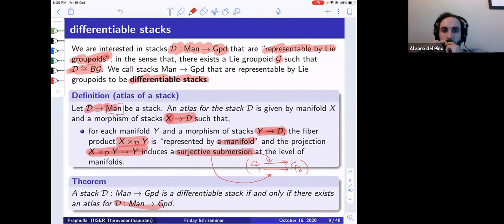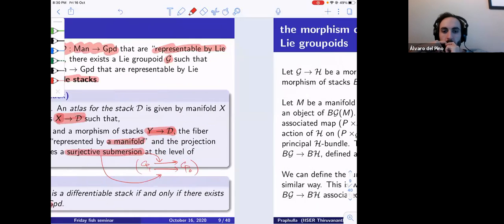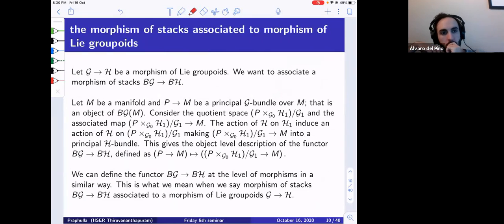Okay, so this is about differentiable stacks. Now I want to associate a morphism of stacks to a morphism of Lie groupoids. So what we have done is the following: given a Lie groupoid G, we have associated a stack BG. Now the second thing we want to do is, given another Lie groupoid H, we have another stack, of course. Suppose somebody gives a morphism from G to H. I want to specify what is the morphism from BG to BH.